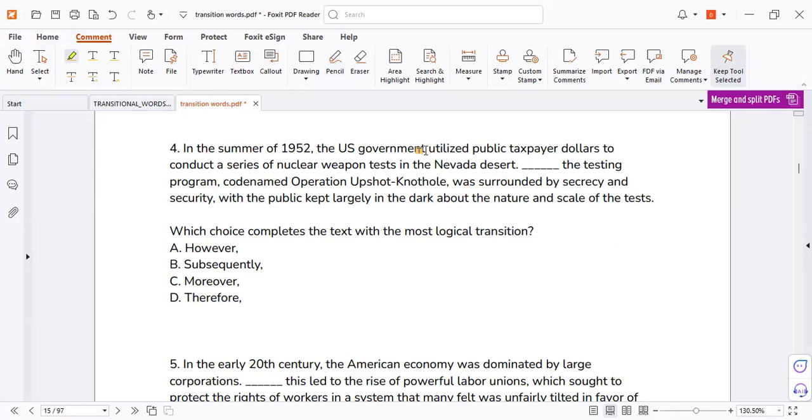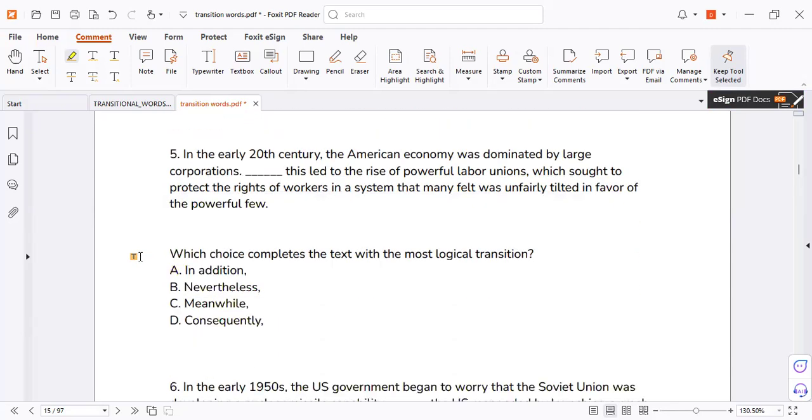It's serious. How the government uses, subsequently, public fund money raising, and how they keep it by secrecy and security, and they keep the public in the dark. How? Subsequently. So this means to keep something in the dark. There is no subsequent, no sequence of actions or organization of ideas. There is no cause and effect. So letter A. Yes. Number 5.